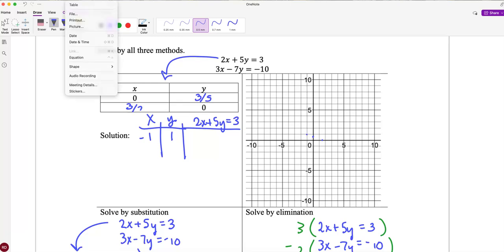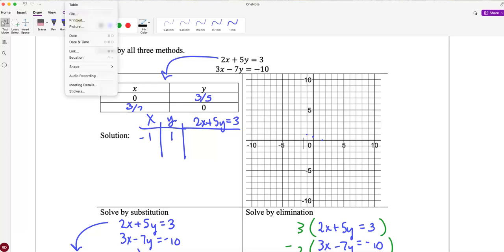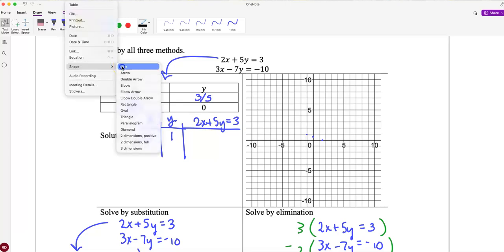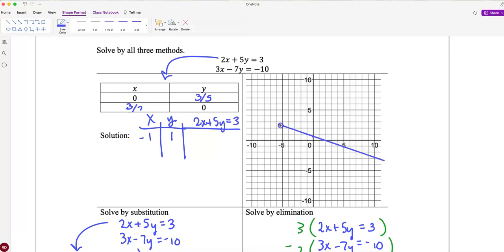So I can start to draw that line. Let me get out of that. I want to delete that. To draw this line, insert a line. Something like that. And if I try to extend that, there we go.